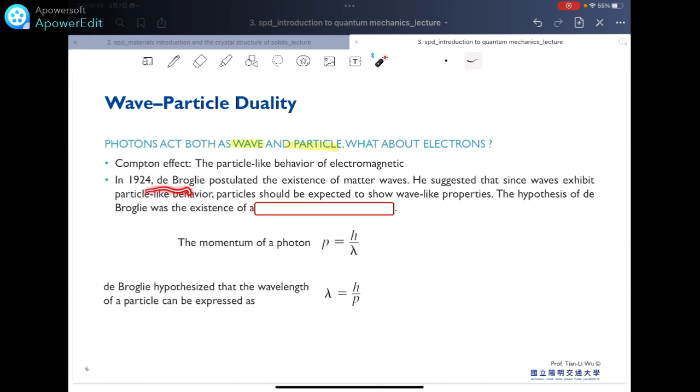In 1924, de Broglie made an assumption that matter waves exist. He suggested that since waves show particle-like behavior, particles should be expected to show wave-like properties. So in general, both particles and waves could have this kind of phenomenon. This hypothesis of de Broglie is the existence of what we call the wave-particle duality principle.